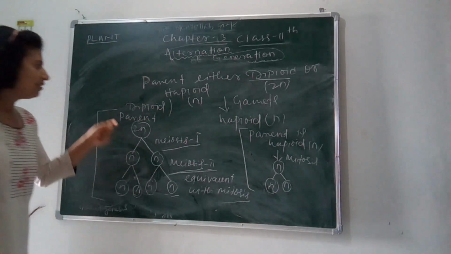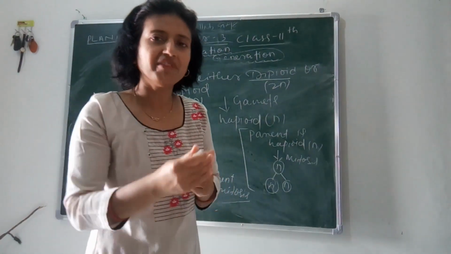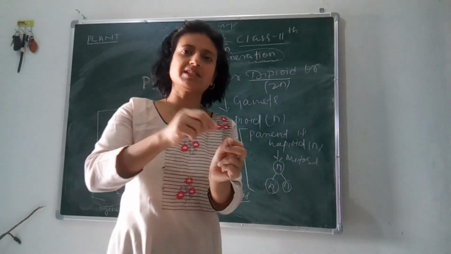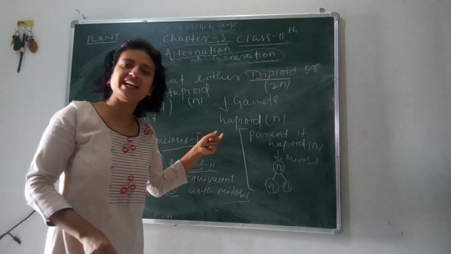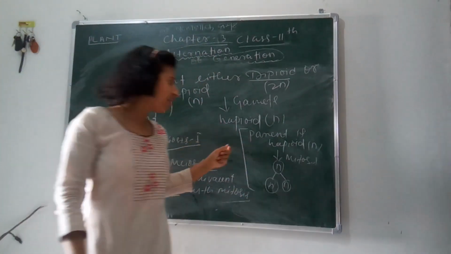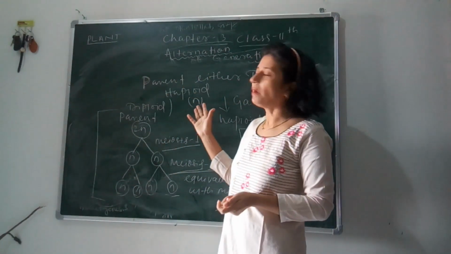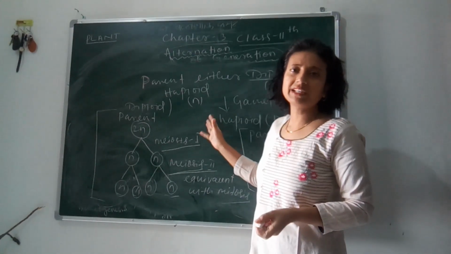As here the formation of gametes and zygote, or conversion of the sporophytic and gametophytic phases, takes place successively in any plant or any organism, that's why we can call it alternation of generation. So this is the completion of your chapter 3, plant kingdom. In the next class we will study the animal kingdom. Thank you.